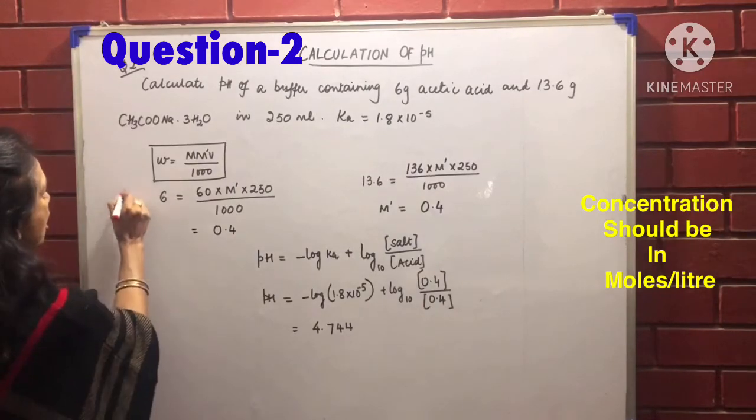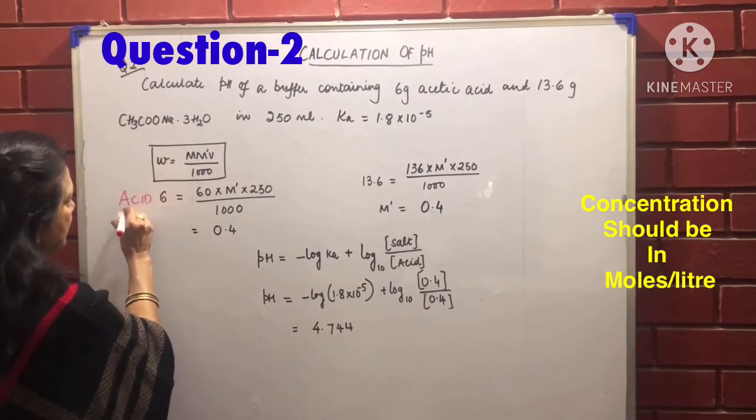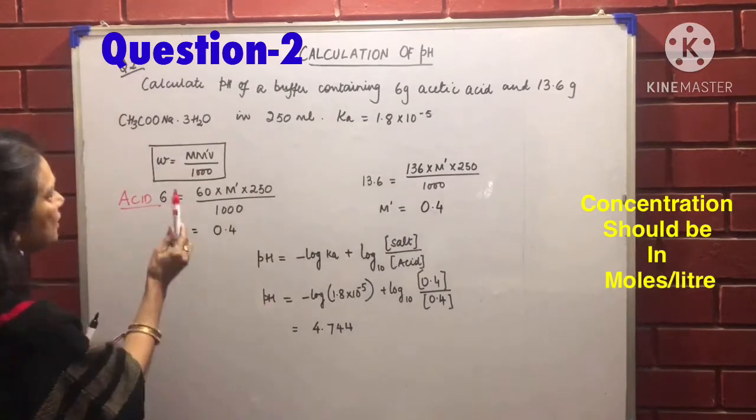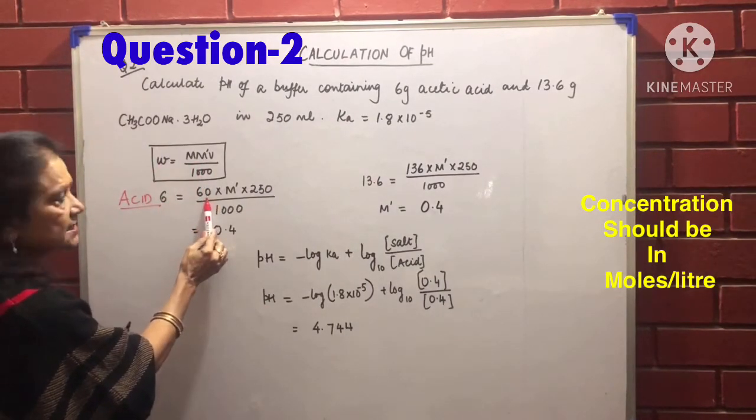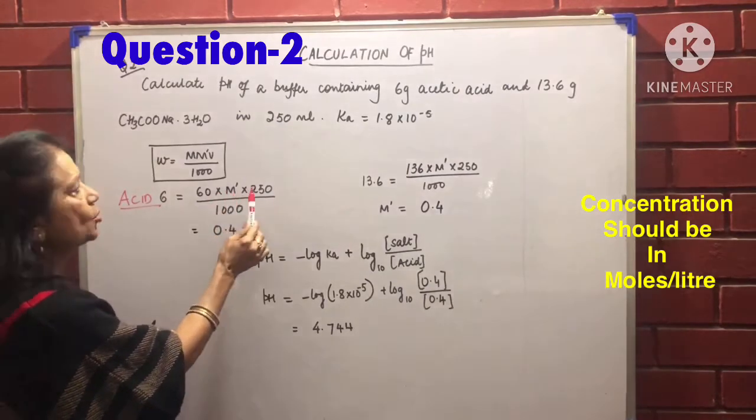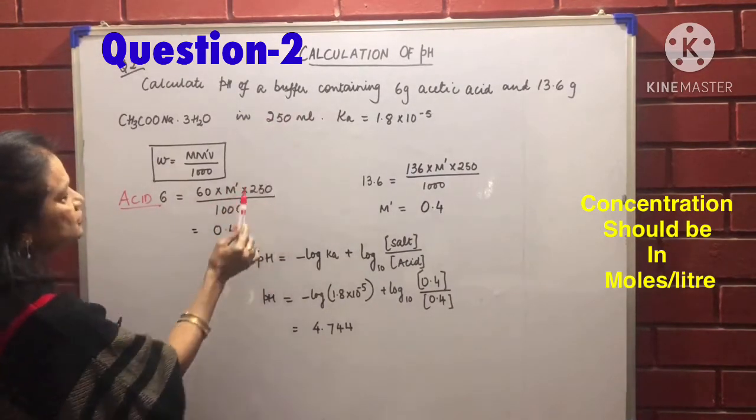First find out how much moles of the acid are there. So 6 grams are given. 6 is equal to, weight is 6. Molecular weight of acetic acid is 60. M dash I am finding out. 250 ml solution is given to you here.